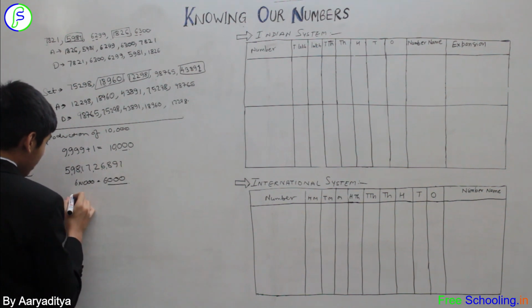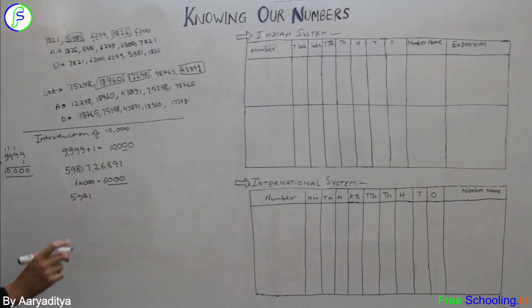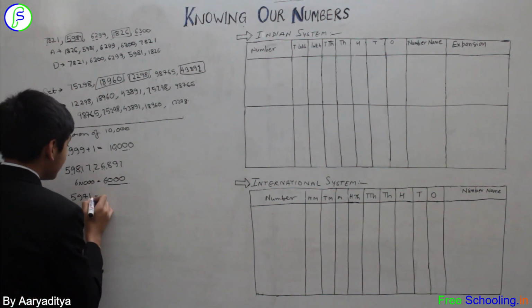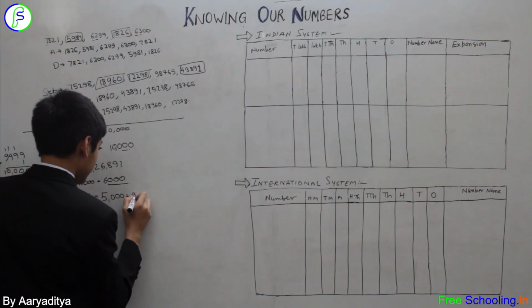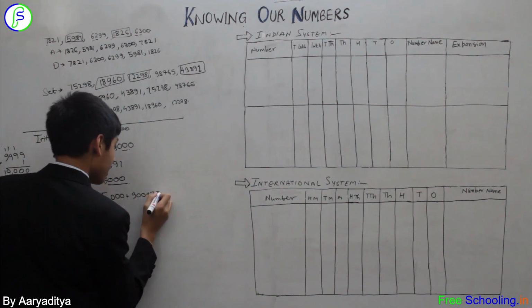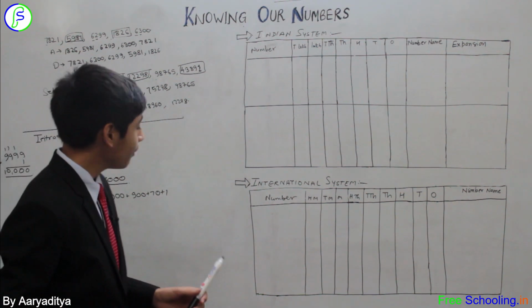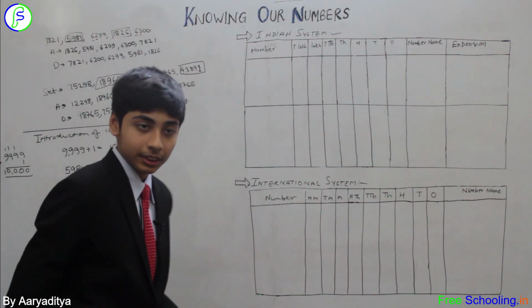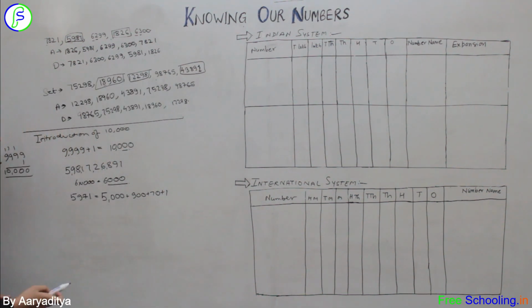Let me take a smaller number, 5971. Okay, so how do we expand it? First, the basic expansion of the number would be like this. You all must be knowing this. So this is a concept of class 5, but I am here doing it again so that you are clear with this. Okay, so this is the basic expansion.